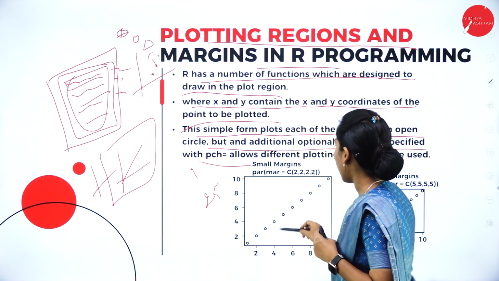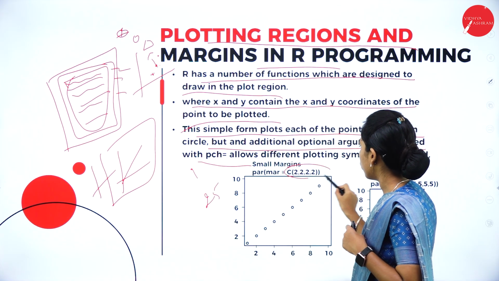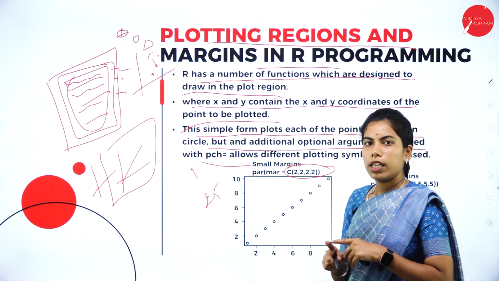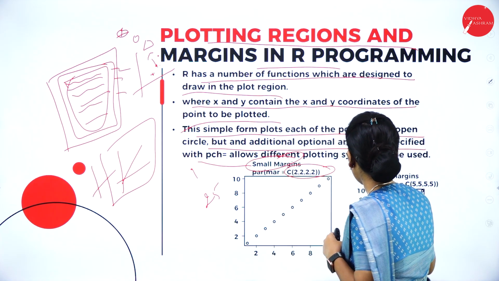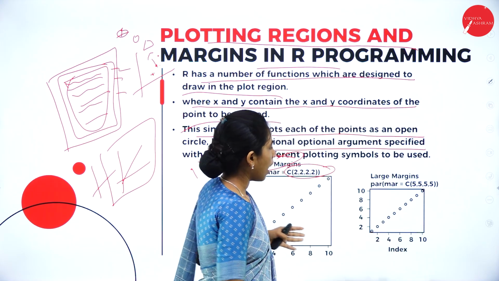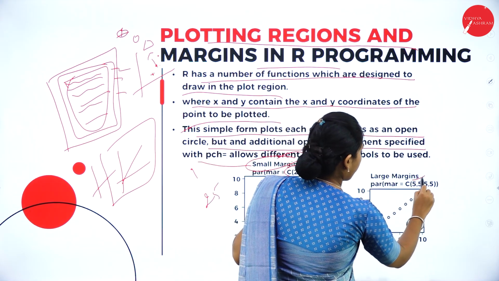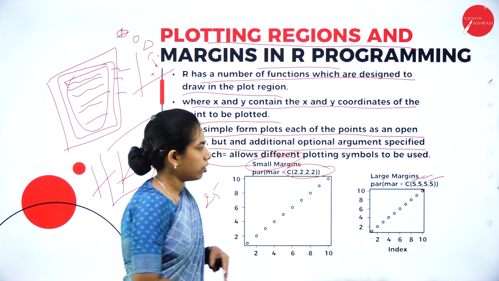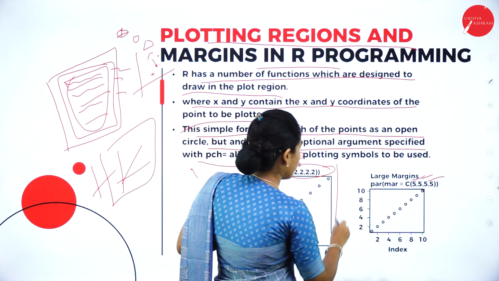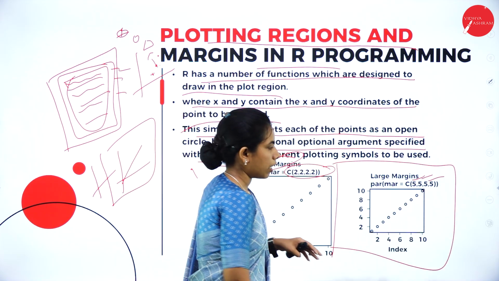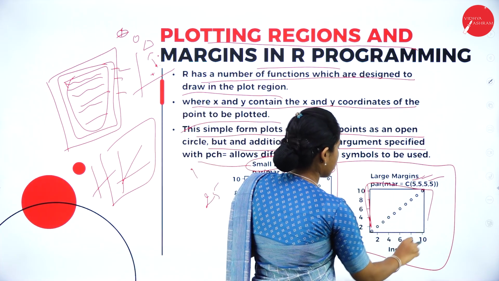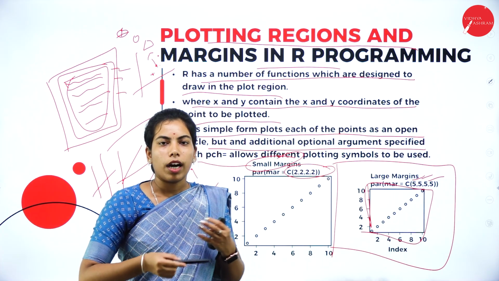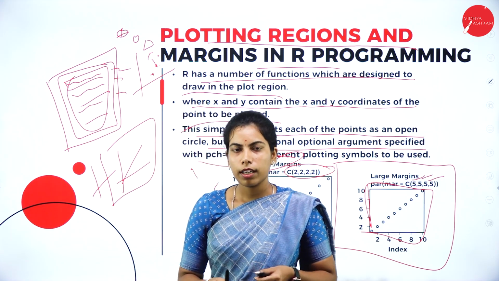So here you can see a margin. When I give margins 2, 2, 2, it will give a space of 2. That's why this is the small region. And also here you can see this is the large one. Why? Because we gave 5, 5, 5. So the margin is larger. Here you can see up to here the margin. The graph is plotted in the middle of the window. This is the graph. This is how the plotting region and margins work. Got it now? Thank you.